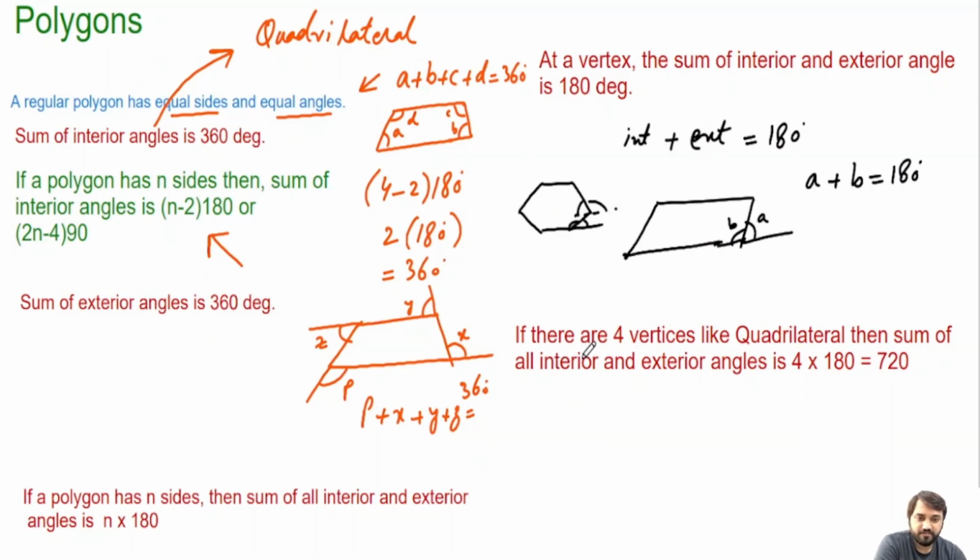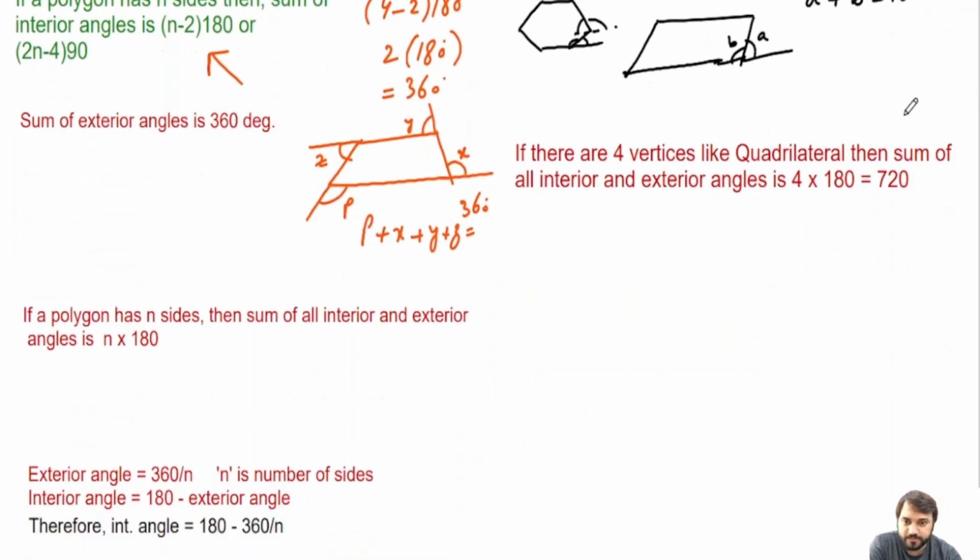The next point is, if there are 4 vertices like a quadrilateral, then the sum of all interior and exterior angles is 4 into 180 degrees. Again, it varies according to the figure or polygon. And now we have the general formula. If a polygon has n sides, then the sum of all interior and exterior angles is n into 180 degrees. And keep in mind, interior plus exterior, as I told you earlier, is equal to 180 degrees.